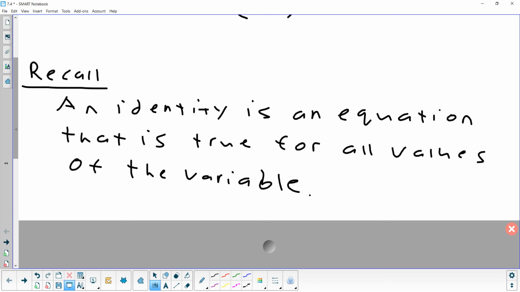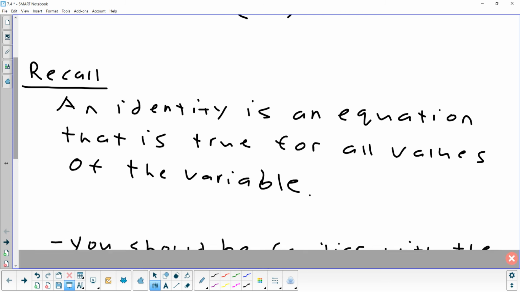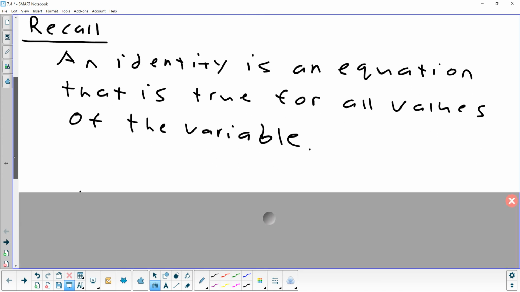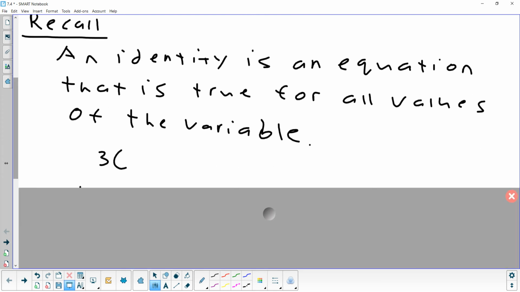So when I give you a trig identity, it's not a formula that only works some of the time. It's a formula that works all of the time, no matter what numbers you were to plug into it. So we're not really concerned about plugging numbers in. That's not really the goal. So an example of an algebraic identity would be something like this.